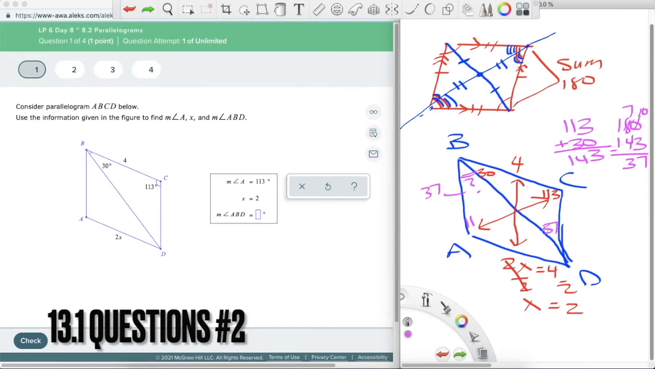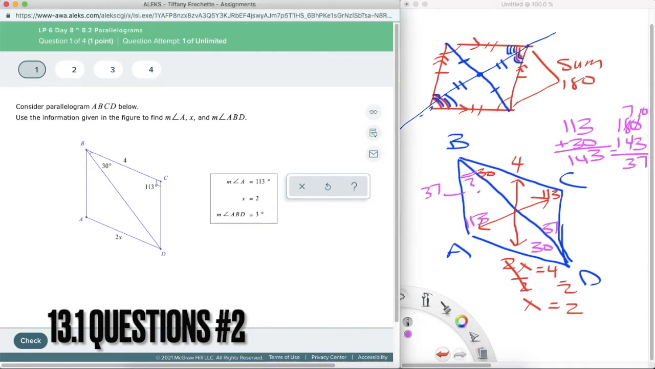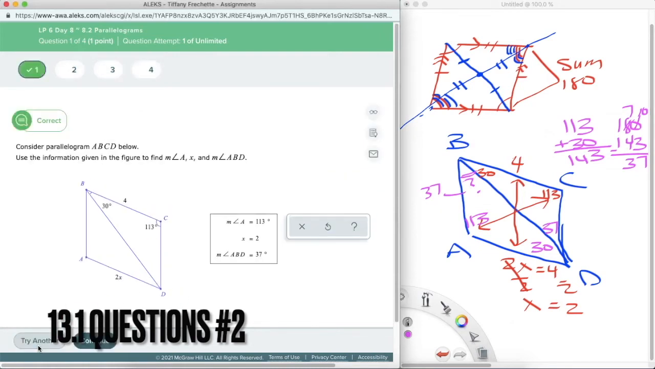Or same deal, I could have brought the 113 over here, which I already knew was here. The 30 can drop over here because of alternate interior angles. And then again, I have 113, 30, and question mark. I need to know what is this going to be in order to add up to 180 degrees. So 3 different ways. Exactly the same calculation for whichever one you choose, but 3 different ways to kind of look at that and fill that piece in. All right.